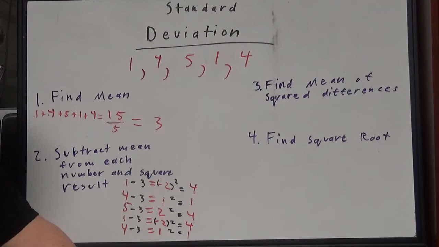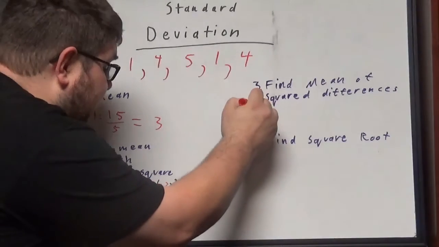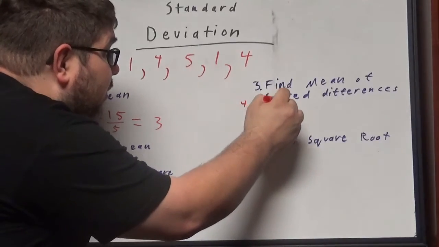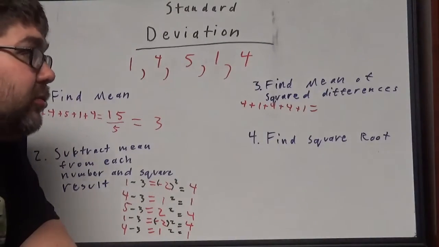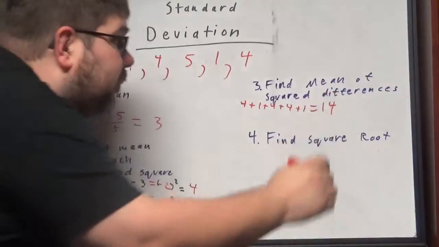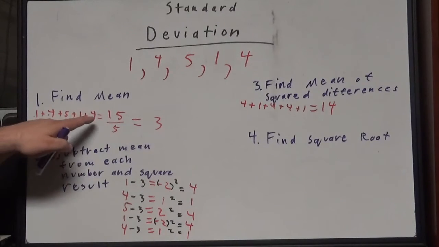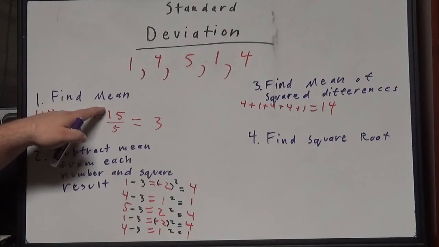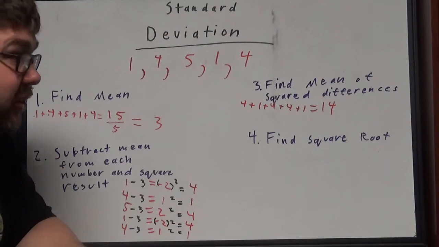Now that we have our square differences, we're going to move on to find the mean of square differences. Same thing we just did, only now we have different numbers. Instead of 1, 4, 5, 1, and 4, we have 4, 1, 4, 4, 1. That's what I'm going to do. I'm going to do 4 plus 1 plus 4 plus 4 plus 1 equals. Well, I add all those numbers up and I get 14. Right, so I got 14. So my number was close to the original sum, right? Not exact, but it was close.